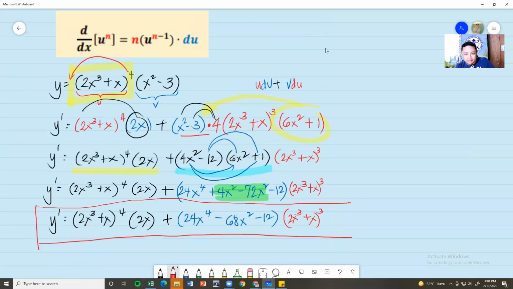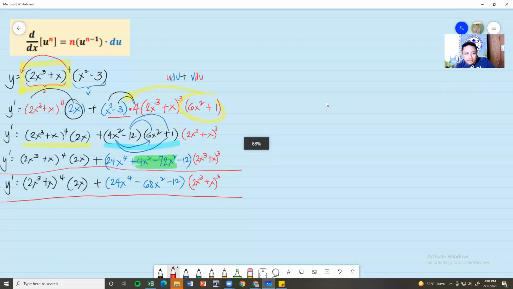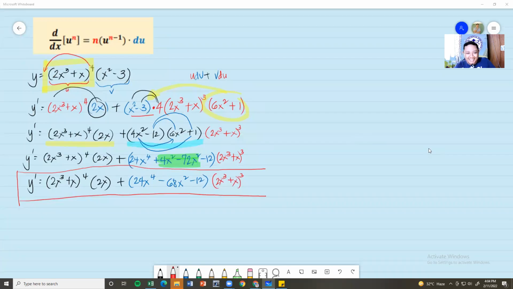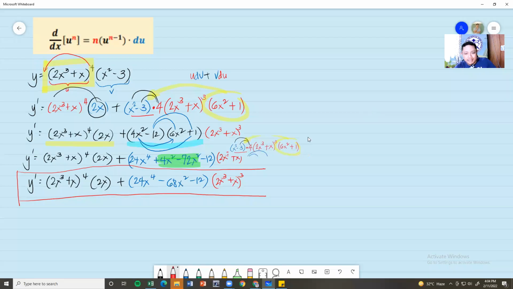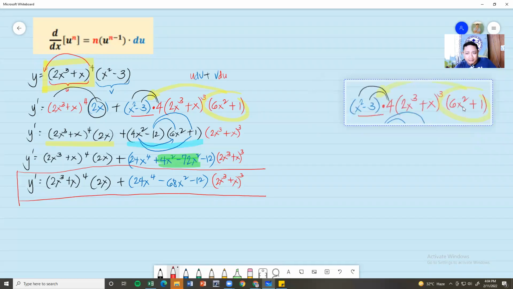Let me make this bigger. I'll take a screenshot of this. Ito yung tanong ni Charles. Bakit po sa 4 dinistribute? Ba't hindi po natin dinistribute sa 6x squared? O, di-distribute natin doon. Walang problema. Okay. Let's do this. So, ito ay magiging x squared minus 3.